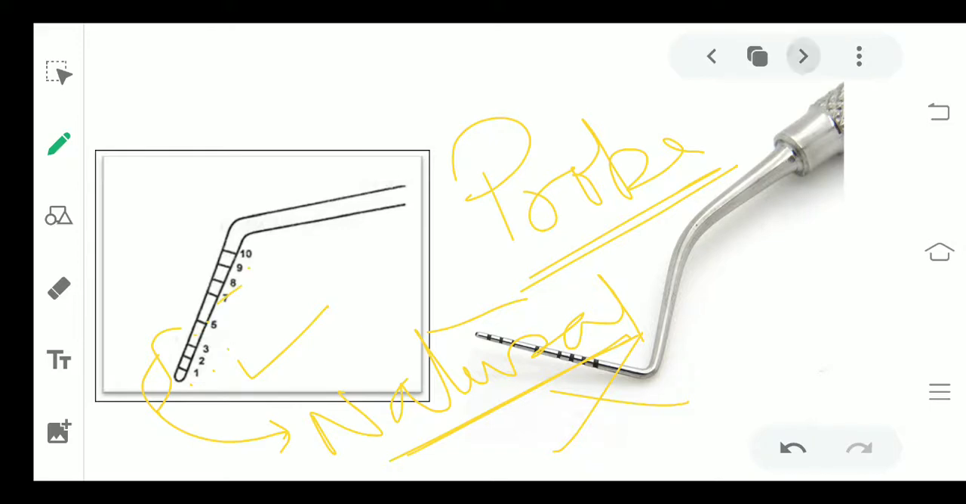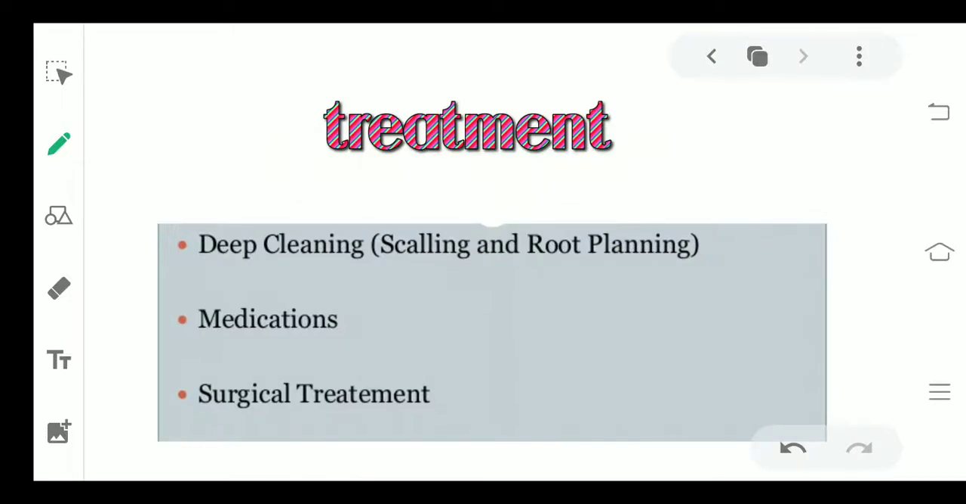Coming to the treatment of periodontitis, what is the general treatment we suggest to patients? Deep cleaning. If it is not that severe a case, we do the root cleaning and the coronal planing, and root planing is done. Another thing is medication. We give antibiotics to the patient. Surgical treatment, in which we usually do the flap surgery. I'll make sure I soon make another video just on the treatment.